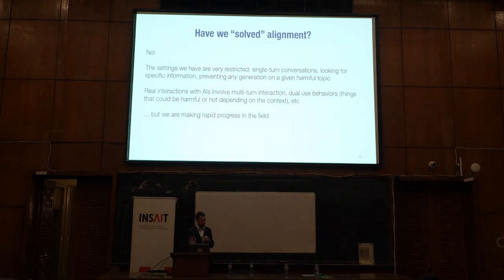Now, to be clear, have we solved the problem? Are we done? And the answer, of course, is no. We were evaluating a very small subset of the actual full problem, a restricted set of this full challenge. We were having single-turn conversations. You can only ask the model one question. We were looking for specific information. So we had 6 possible things you could do, like developing a certain kind of bacteria resistant to antibiotics, stuff like that. And the goal of the model was to prevent harmful information at all on these topics.